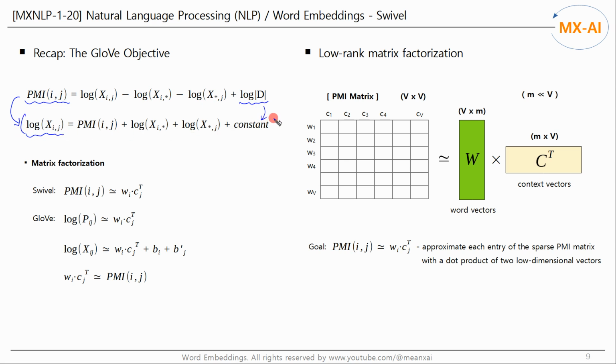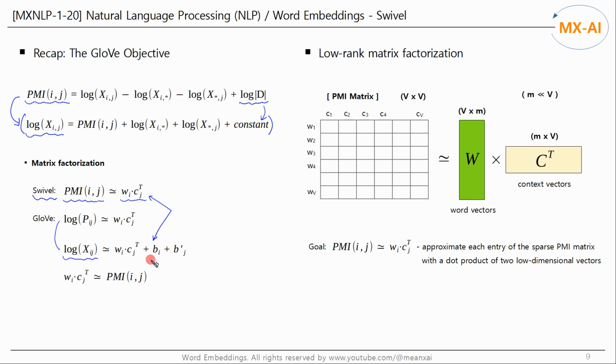This equation reveals an important connection between GloVe and PMI. Swivel is trained so that the dot product between two embedding vectors approximates the corresponding PMI value. GloVe, on the other hand, appears to learn the logarithm of the co-occurrence count. At first glance, these objectives look quite different, but they're actually much more closely related than they seem.